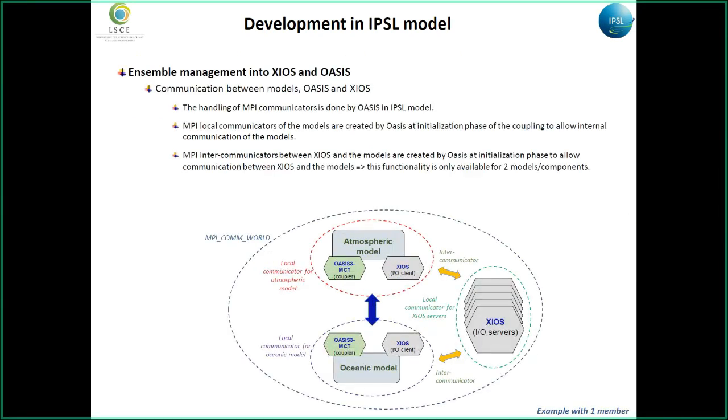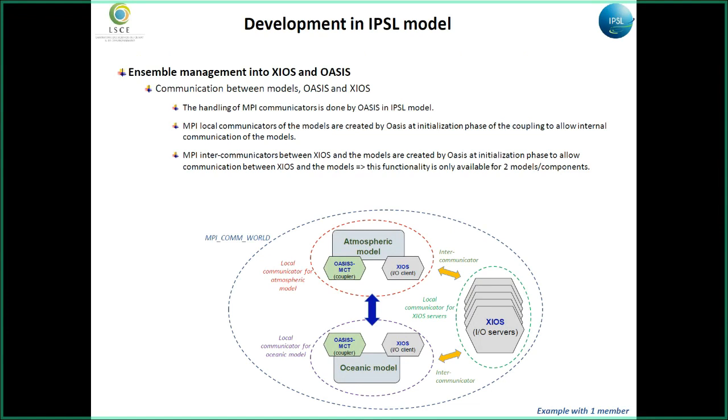Now, what about this modification we have to do concerning ensemble management into XIOS and OASIS in order to output one single file? Some words about communication between models, OASIS and XIOS in the IPSL model. The handling of MPI communicator is done by OASIS. That means the MPI local communicators of the model are created by OASIS at the initialization phase of the coupling to allow internal communication of the model.